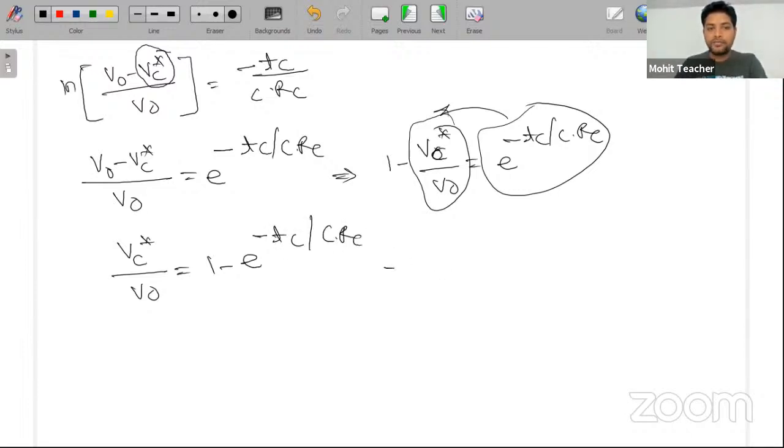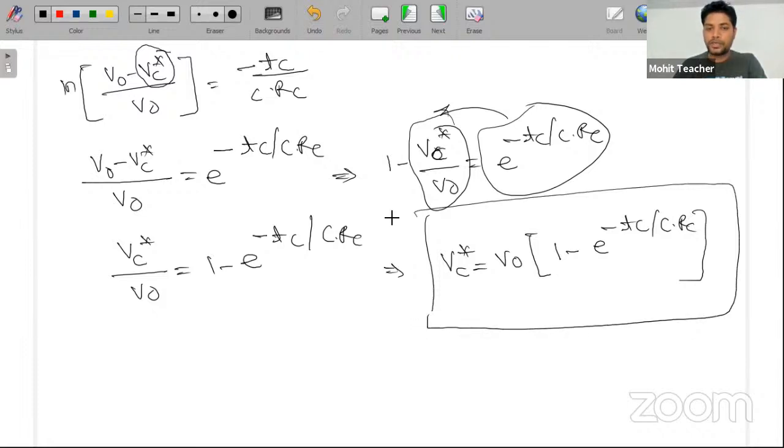Okay, just get the value of VC star. So VC star will be equal to V naught, that is the open circuit voltage, into 1 minus e to the power minus TC upon CRC. Okay, so note this one in your synopsis. This formula is very, very important. Fine. Now this is the maximum voltage that we can get during the charging, when the complete charging time will be TC.